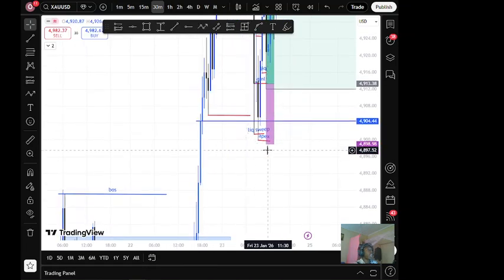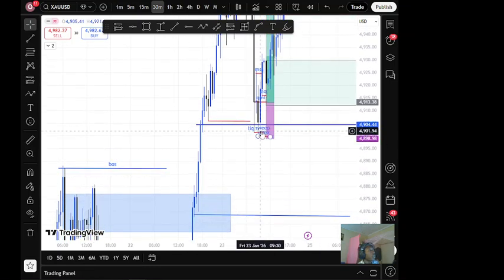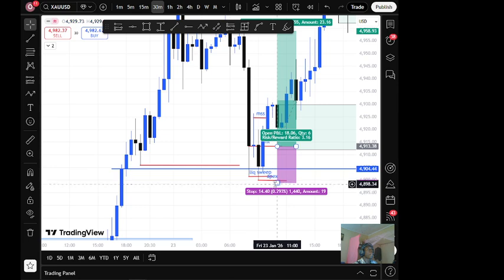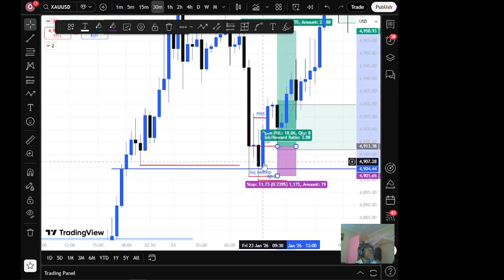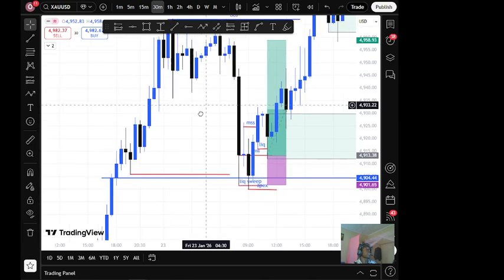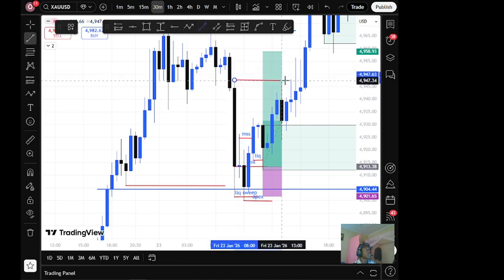liquidity. So those who use ICT can tell you that this is called the turtle soup. This point, let me enlarge it. This is called a turtle soup. For a turtle soup, you'll see the reaction, then the reaction at the order block here before pumping into the upside. So personally, I was targeting this point. This was my target.